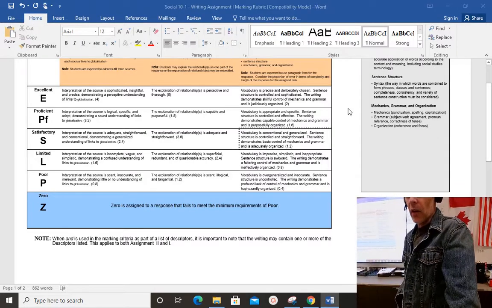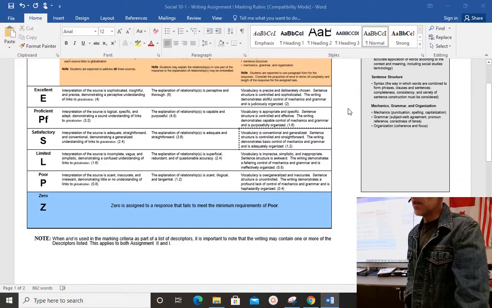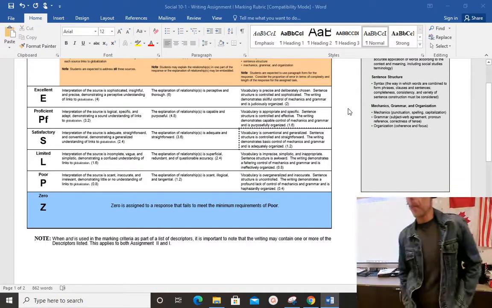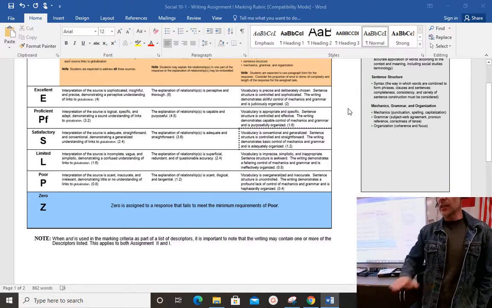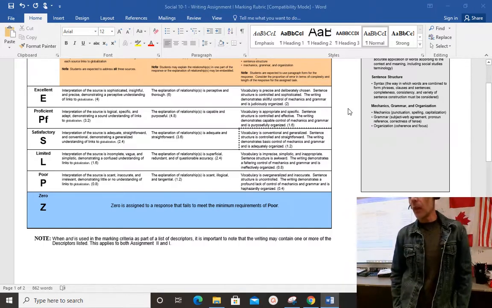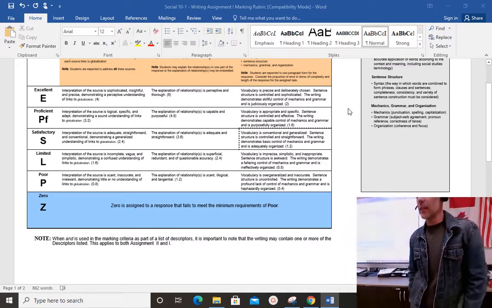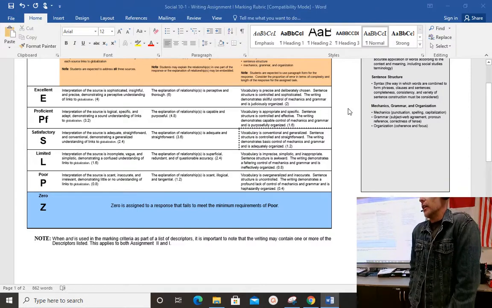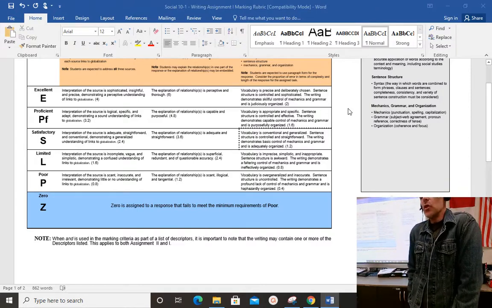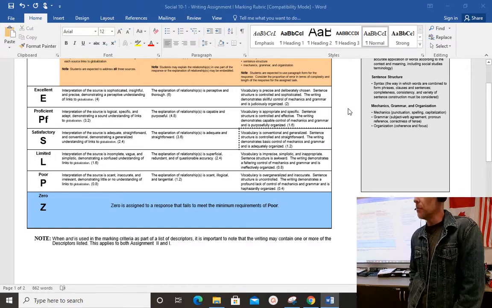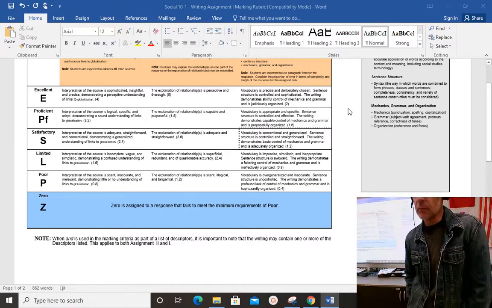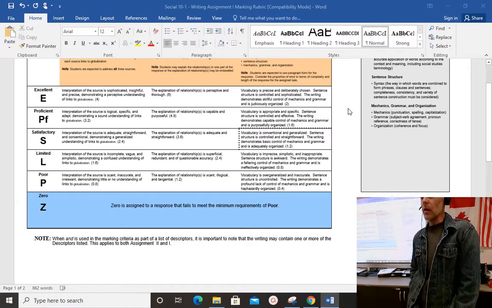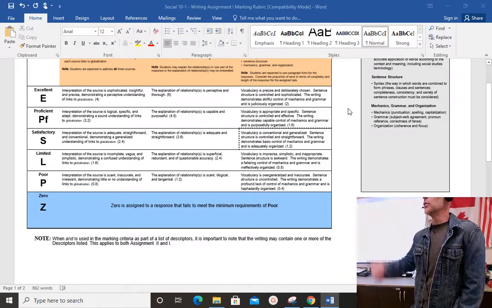The Z category, the 0, simply is assigned to a response that fails to meet the minimum requirements of poor. So there is a category Z that's less than poor. What is poor? I like words like scant. So little there. There's not a lot there. It's scant. It's inaccurate. You're wrong. So if you do an inaccurate job, you could get a P, which is 20%. Or you might be irrelevant. You might be pulling the wrong things out of the source.